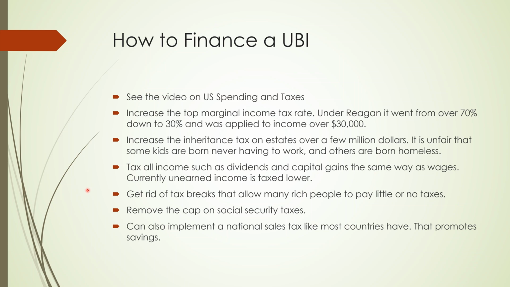Get rid of tax breaks that allow many rich people to pay little or no taxes. For example, Trump paid $750 in income taxes in 2016 and 2017, and has many times in his life not paid any income taxes at all. Remove the cap on Social Security taxes. We can also implement a national sales tax like most countries have that promotes savings.